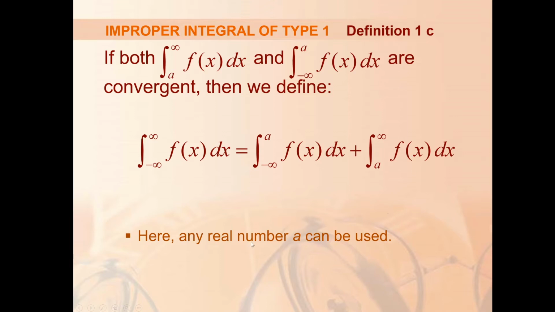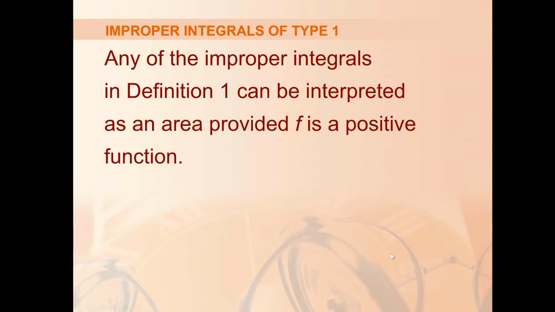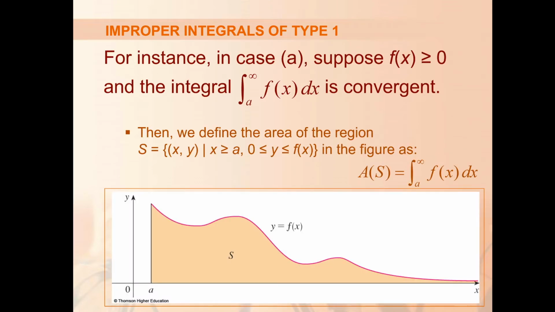So any real number, a, can be used. Okay, so now we'll take a look at the example in a minute. This one just shows the example for the graph of the improper integral, type 1. So f of x is greater than or equal to 0, so that means it's right above the x-axis. And in this one, the tail is getting very close to 0.